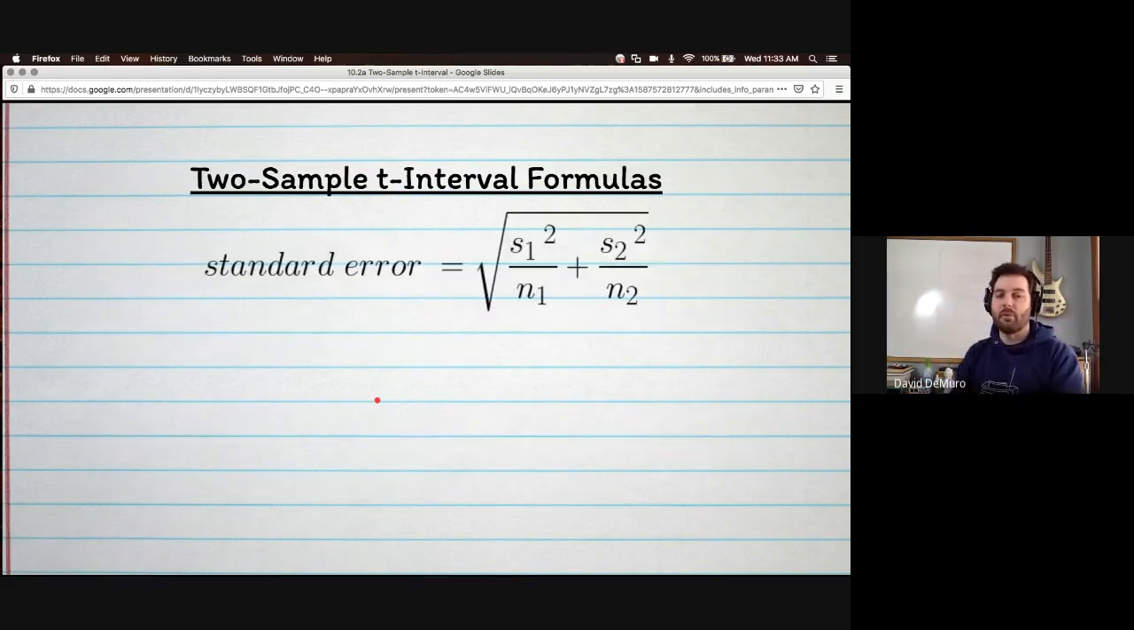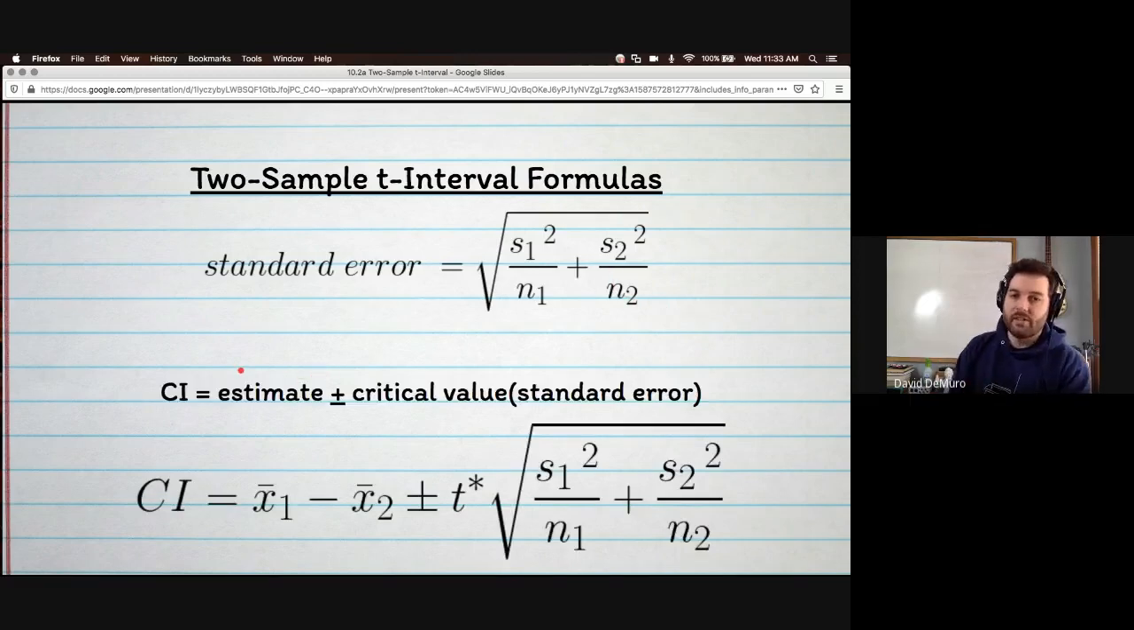All right, so here's the formulas that we'll need to know. The standard error of a two-sample t-interval is the square root of s1 squared over n1 plus s2 squared over n2. It's really the sum of the individual squared standard deviations over their sample sizes. So standard deviation from sample 1 squared over sample size 1 plus standard deviation 2 squared over sample size 2, and that whole thing in the square root.